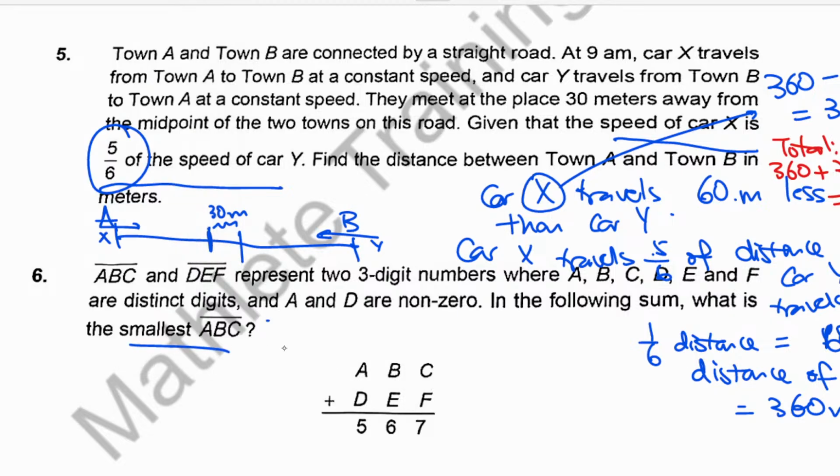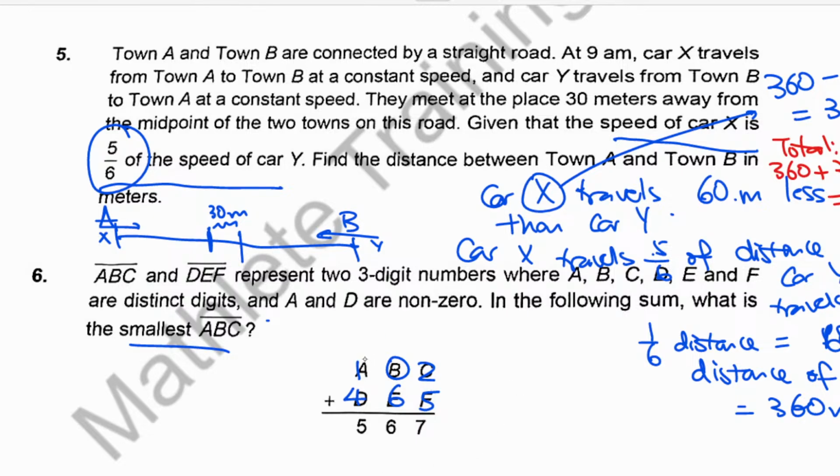We want to find the smallest ABC. So let's think about it. Can we have no carryovers? Perhaps 1, 4. Then you want a 0 here and then a 6. And then 2 and 5. So that works. 102 plus 465 is 567.